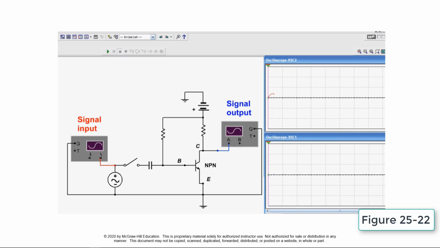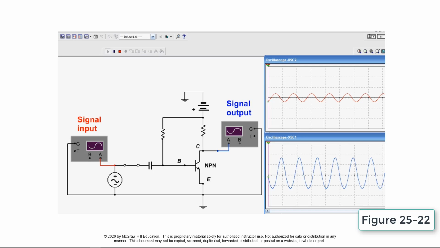The simulation is turned on to observe the amplifying action of the transistor. Note, the collector output signal is greater in amplitude than the input signal. The output is inverted or 180 degrees out of phase with the input signal.